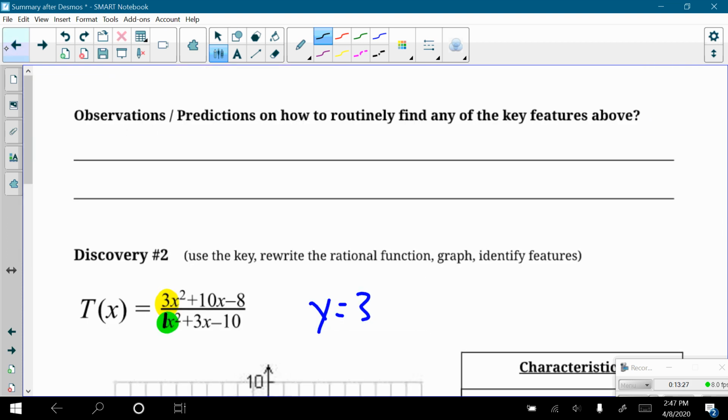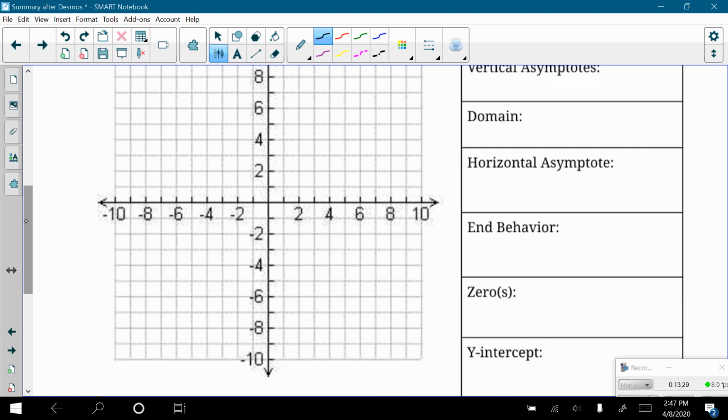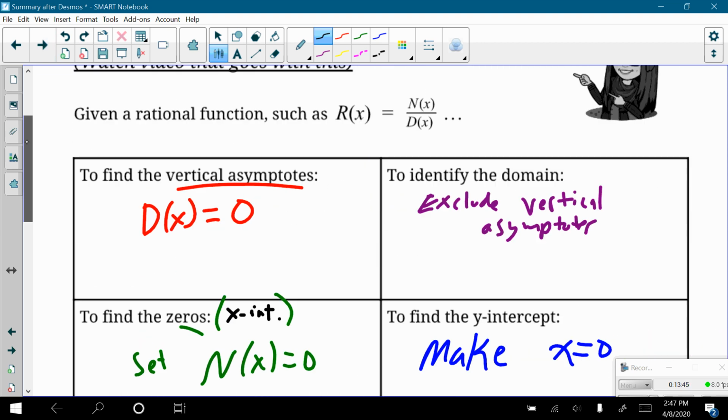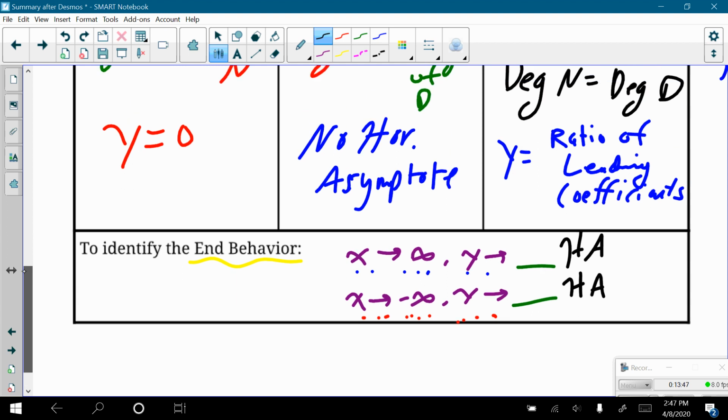Same with this one. Once you identify y equals 3 as the horizontal asymptote, then the end behavior is, as you go to the right, your y values get closer to 3, and as you go to the left, your y values get closer to 3. Okay. Again, we'll recap this all more in the actual videos teaching this stuff, but I hope messing around with Desmos gave you a little bit of an idea about how some of this stuff works.